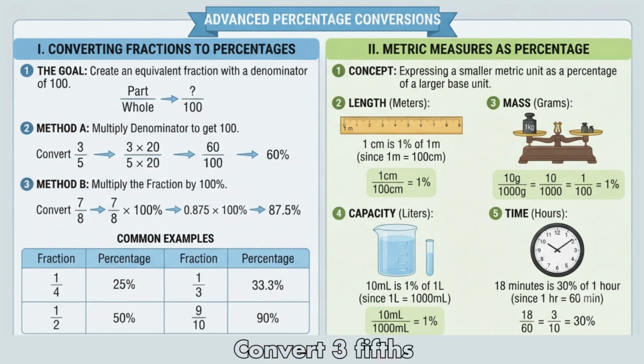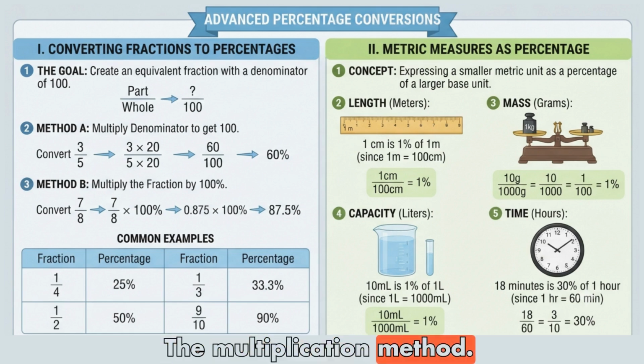Example. Convert 3/5 to a percentage. 5 multiplied by 20 equals 100. Then multiply top and bottom by 20. So 3 multiplied by 20 over 5 multiplied by 20. Then the answer is 60/100. Result is 60%.